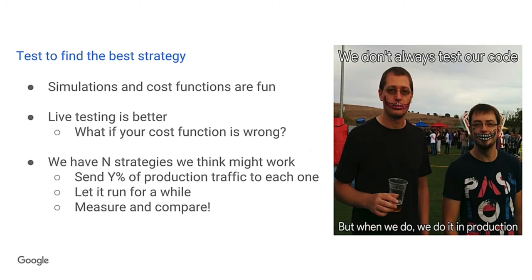All right, so then we had to actually go and do some testing to figure out which of our strategies actually worked. We spent probably more time than we should have running simulations and trying different cost functions, essentially trying to figure out offline what the best solution was going to be, and basically learned that live testing is much better. So to get results we could stand behind, we took the strategies that looked promising and sent each one a small percentage of production traffic. We let that run for a while, long enough for caching effects to settle, and then measured to see if any of them did any good.